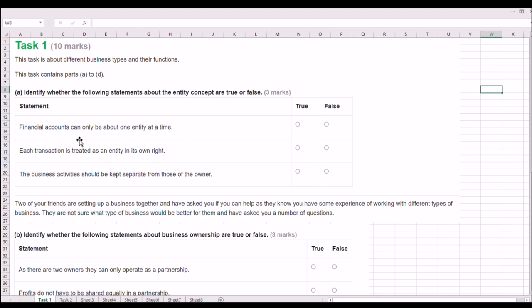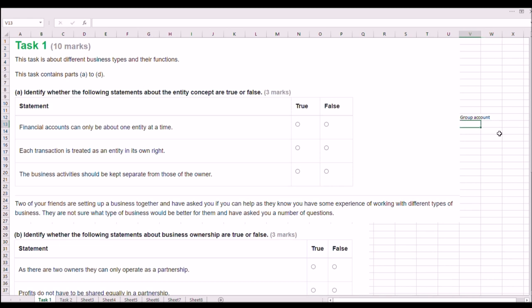Financial accounts can only be about one entity at a time. That's false, because our financial accounts could cover more than one entity. It could be group accounts. That's where we have a holding company or the main company, and then it has subsidiaries and whatever.